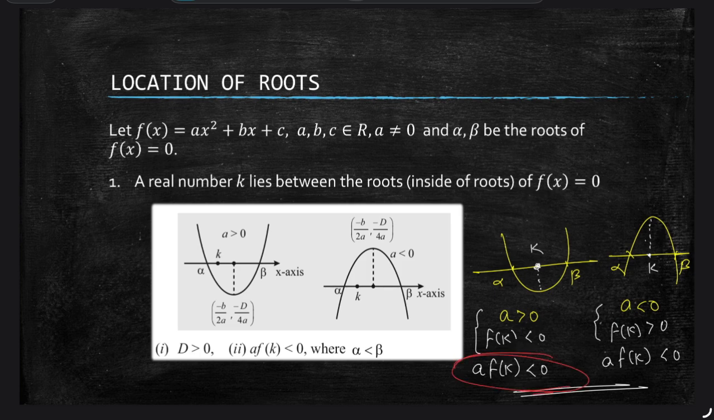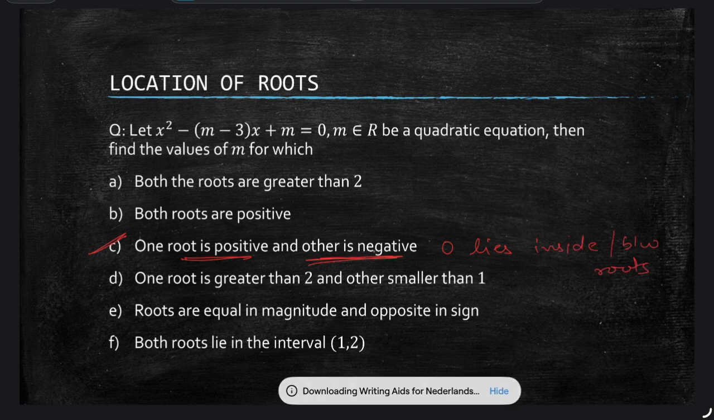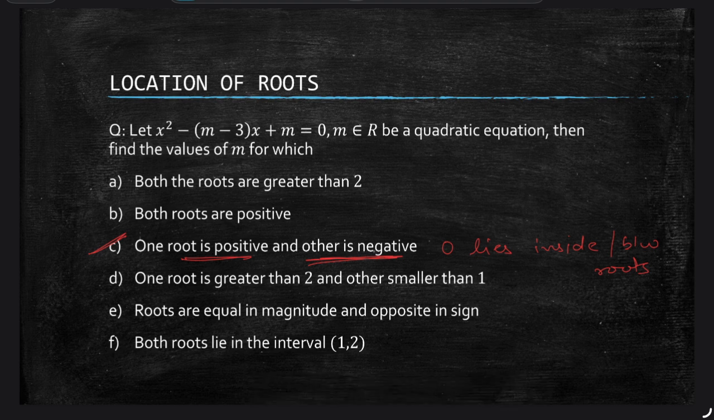So if we check out the previous problem in which we were talking about, check out the third point. The third point is one root is positive, one root is negative. So can I say one root positive, one root negative? It means for sure the number 0 lies inside the roots, or can I say lies in between the roots? Okay, now since 0 lies in between the roots, what can we say? We can say a into f of 0 is negative.